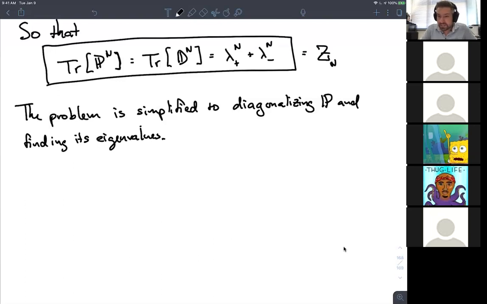I'm going to assume you know how to do that because you guys have taken quantum mechanics before, right? Quantum mechanics is all about diagonalizing your Hamiltonian and finding its eigenvalues. That's what quantum mechanics is. So if you've taken quantum mechanics, which I believe is a prerequisite for this class, then you know how to find the diagonalization of a matrix and its eigenvalues. So I'm not going to bore you with the details of how to do this. I'm just going to tell you what the answer is.